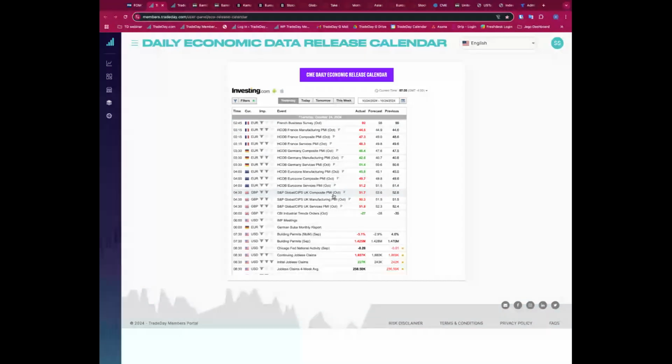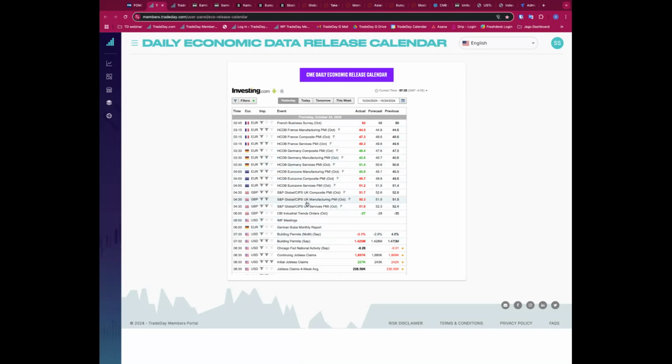Okay, the global flash. Remember, this is the flash PMI. You see the little P here on the end. That little P is preliminary. Okay, so it's what we call flash PMI. Why is it flash? Because it's an early piece of data. The S&P Global / HCOB.